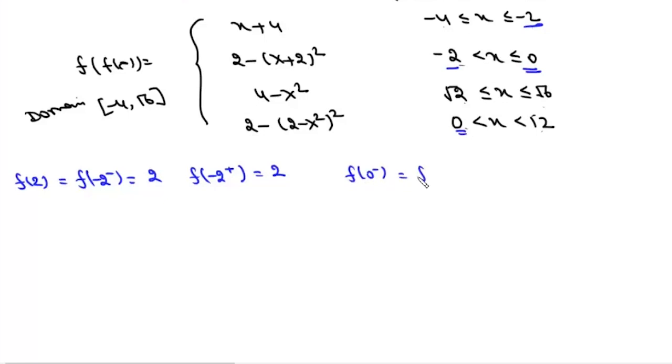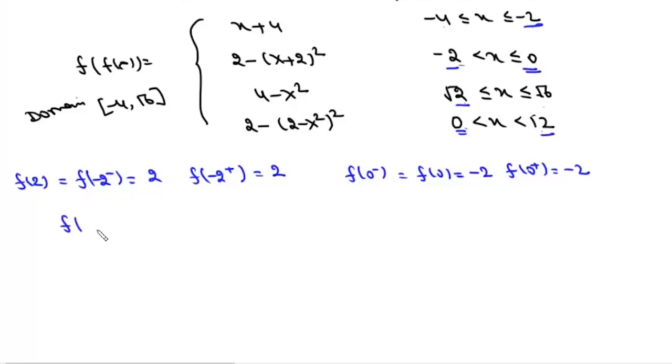f(0) negative is also equal to f(0), and here if we put x as 0, it will be 2 minus 4, so it will be minus 2, and f(0) positive will be 2 minus 4, which again is minus 2, so it is continuous at 0 also. Now we'll check its continuity at root 2.